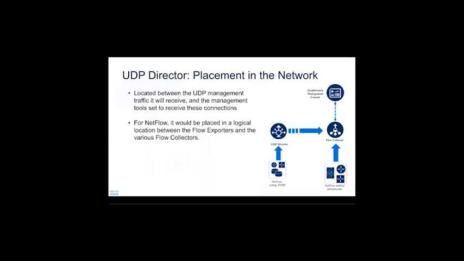So where do we place this? Well, it's pretty straightforward architecturally in our solution. If we're going to leverage a UDP director, we want to make sure that anything sending to it can reach it. So we want to put it in an appropriate location, whether it's geographically located or in the data center. We want to make sure that makes sense. We put it in such a location that the router, switch, and firewall can send flow there, or other devices could send syslog or traps. And then we make sure that the UDP director can replicate that data wherever it needs to go. In our case, the flow collector, but it could be other customer management solutions as well.